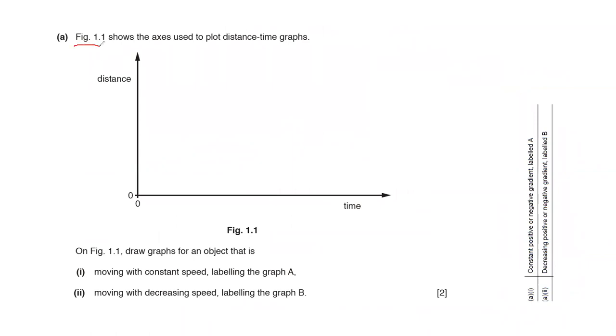In this question, figure 1.1 shows the axes used to plot a distance-time graph. On figure 1.1, draw the graph for an object moving at a constant speed. I want everyone to use the screen annotation to draw the distance-time graph for an object moving at a constant speed, and label that graph as A. You can use the screen annotation to complete this part.